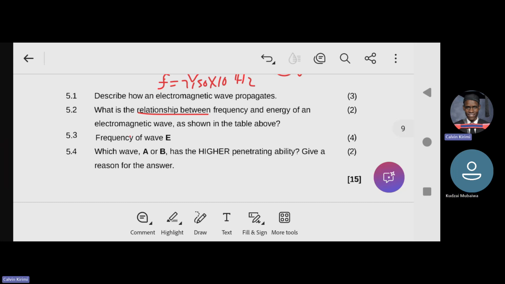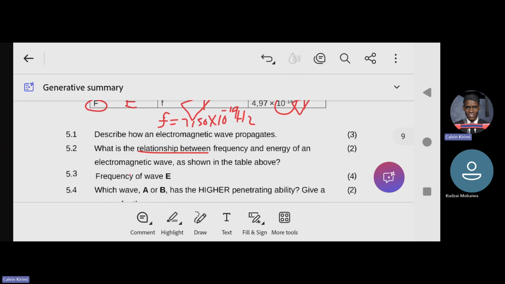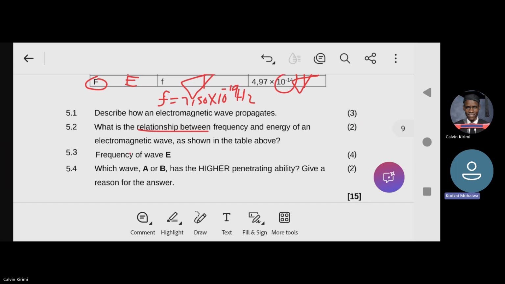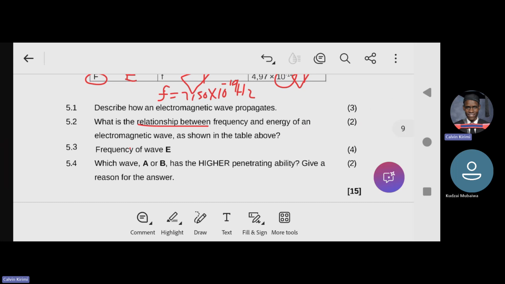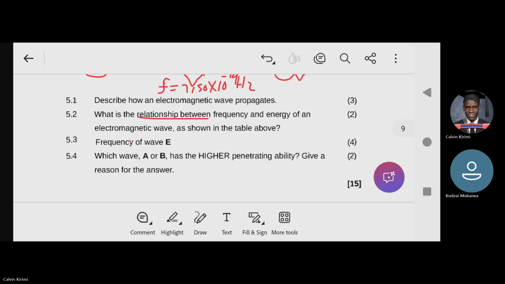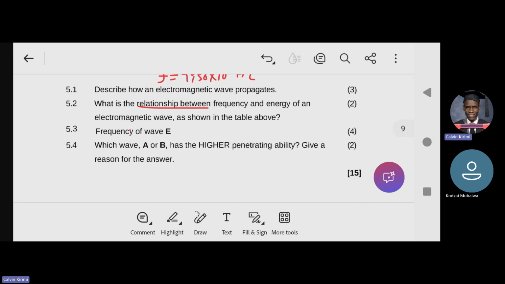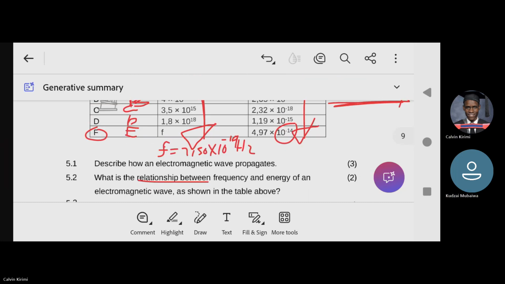So in this question now, they are asking which wave, A or B, has higher penetrating ability? Give a reason for your answer. So by penetrating ability, we mean the energy of the wave. So which one, A or B, has the higher penetrating ability? Give the reason for your answer.